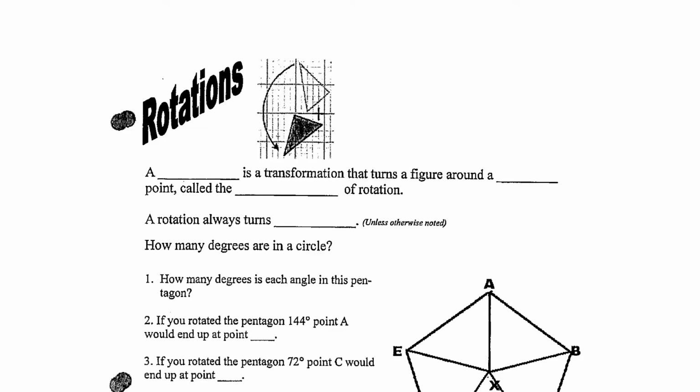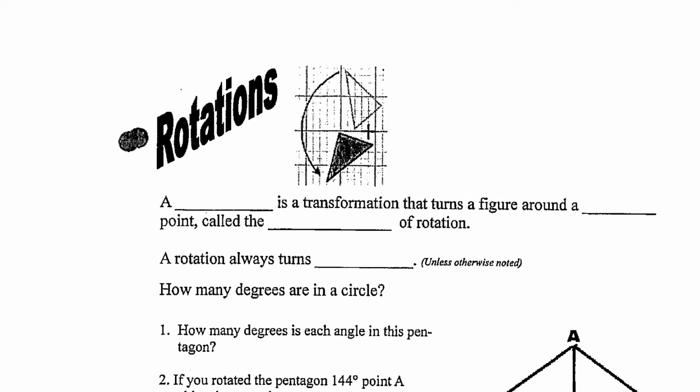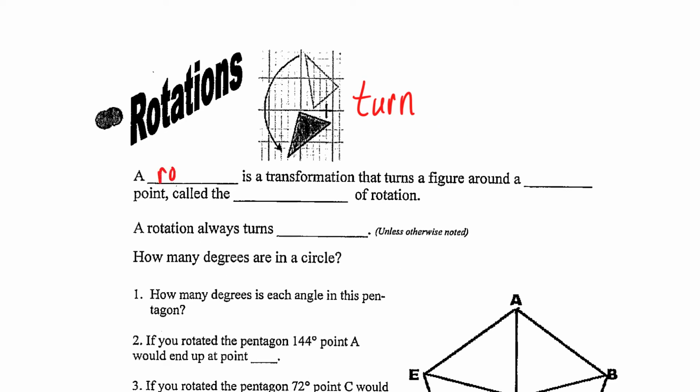So today we're going to talk about rotations. Okay, so in a rotation, what do we do? It's a turn, right? It's turning it. So a rotation is a transformation that turns a figure around a fixed point called the center of rotation.